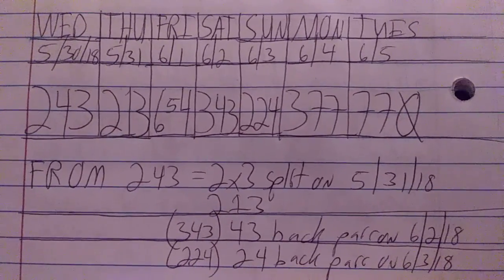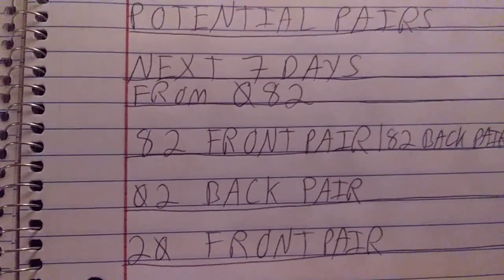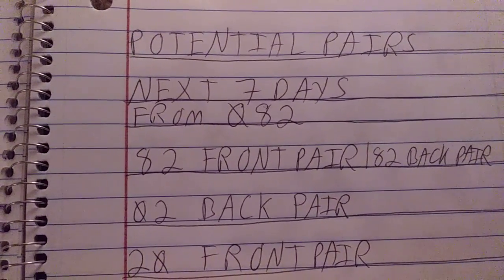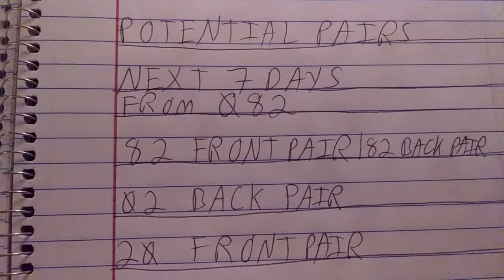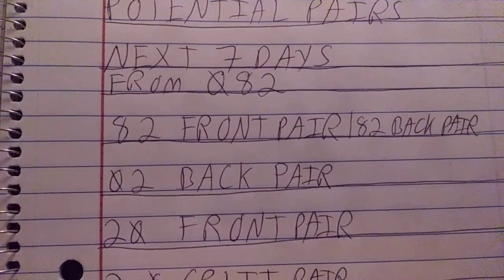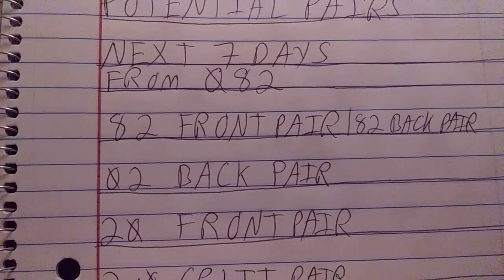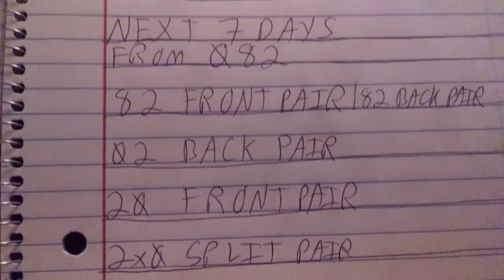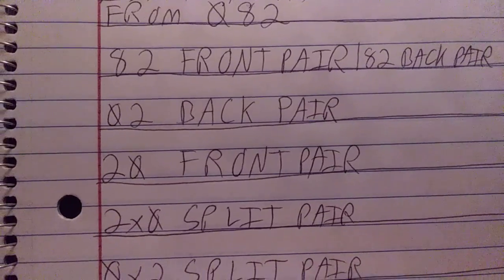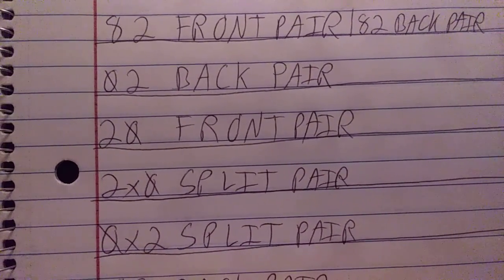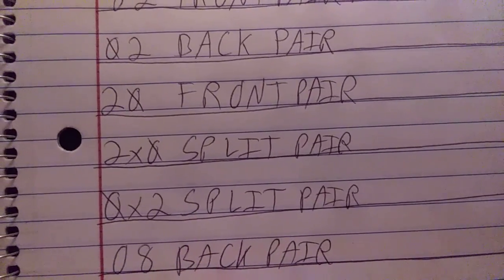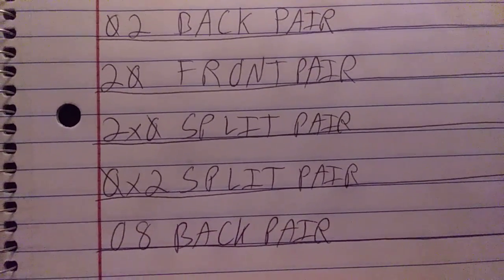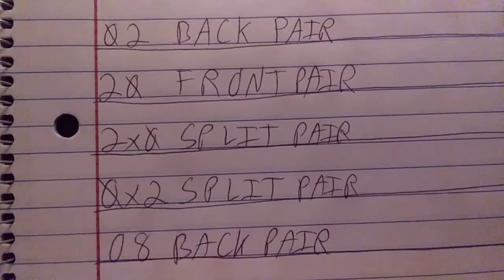Based on all of that, the potential numbers in the next 7 days come from the number that hit today, the 082. So you might have an 8-2 front pair, an 8-2 back pair, a 0-2 back pair, a 2-0 front pair, a 2x0 split, a 0x2 split, and a 0-8 back pair.